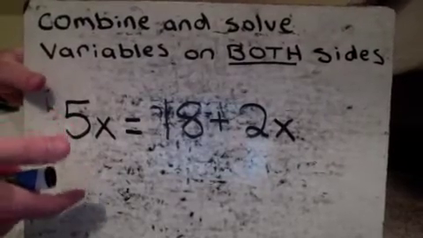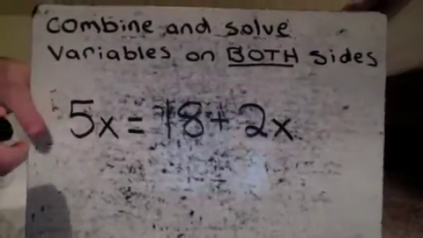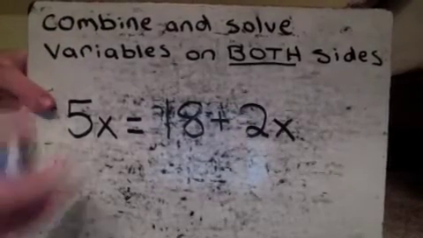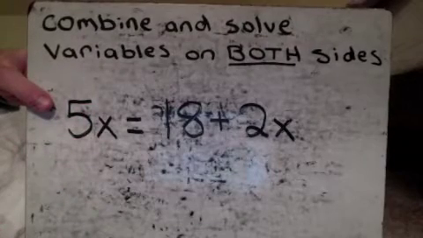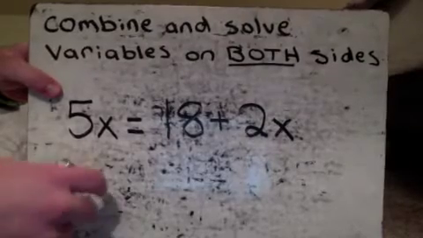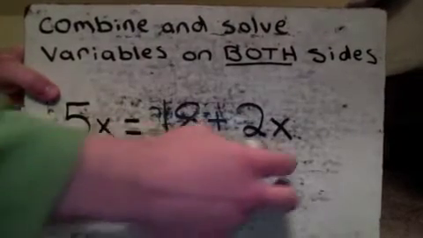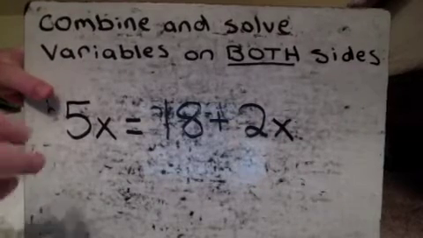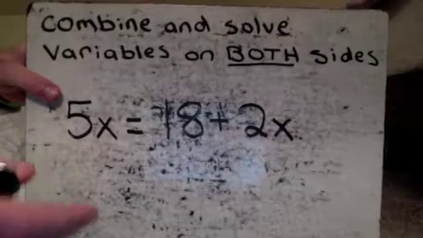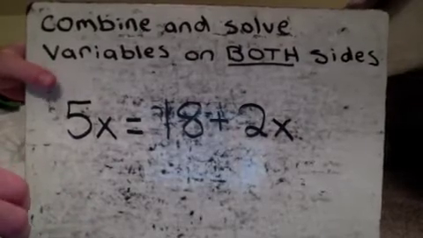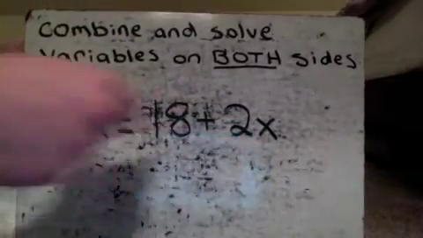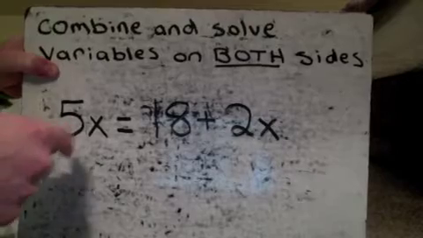When I have a problem like this, 5x equals 18 plus 2x, I want to start by combining things together, but right now I really don't have anything that can be combined together. So here's what I have to consider. I have to either get all the x's on this side, or I have to get all the x's on this side. You can do that a couple of different ways, but the less amount of moves that you have to make, the better. So here's what I'm going to do. I am going to show you getting rid of this on this side and putting it over here so we have all the x's over here.